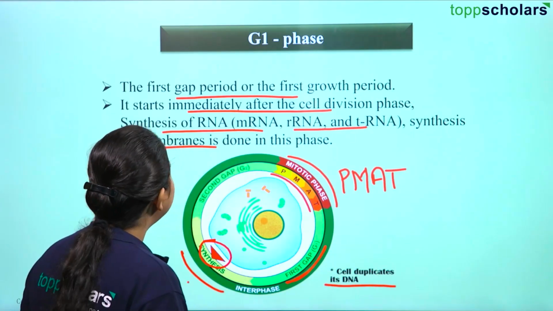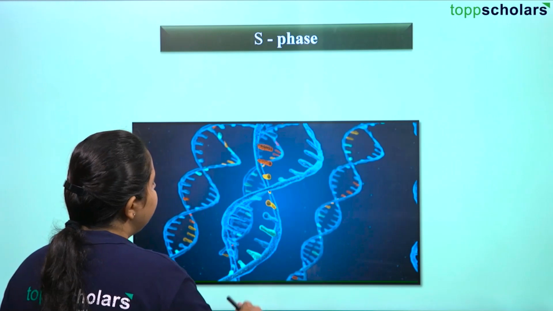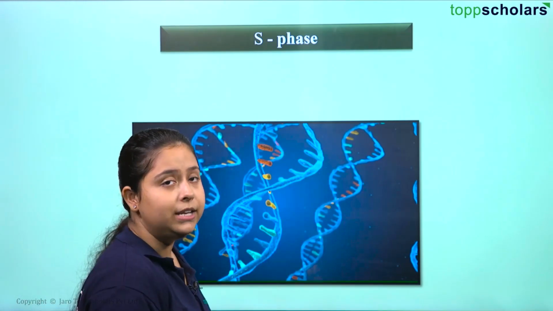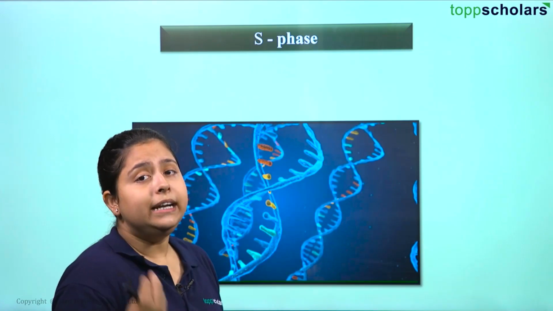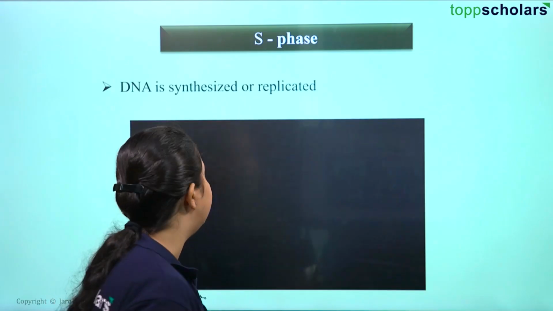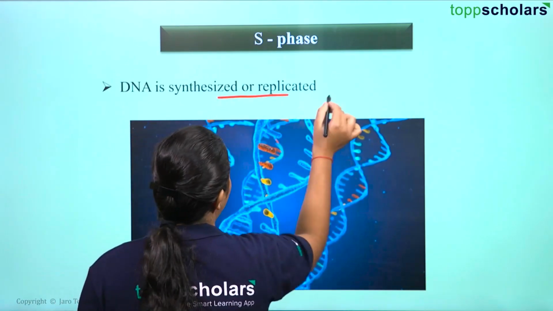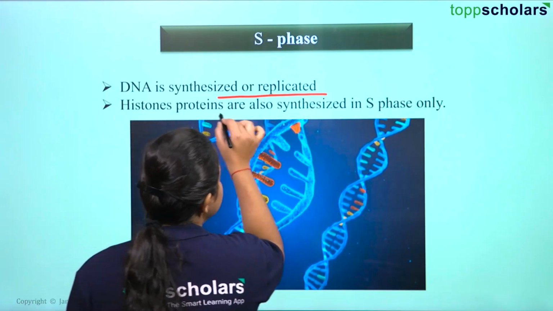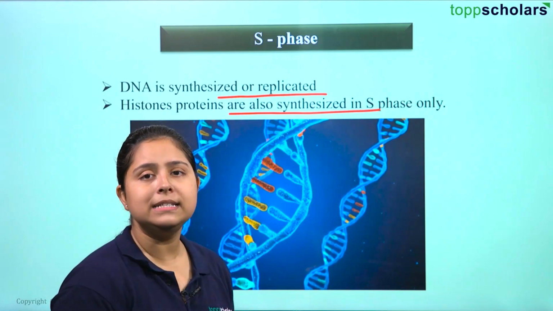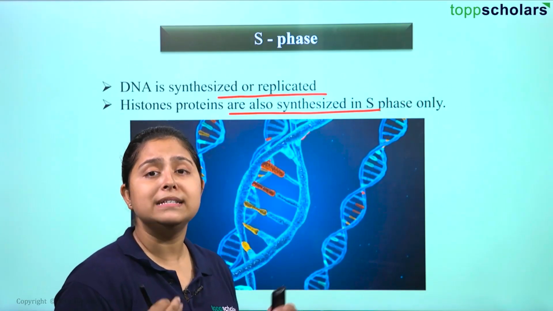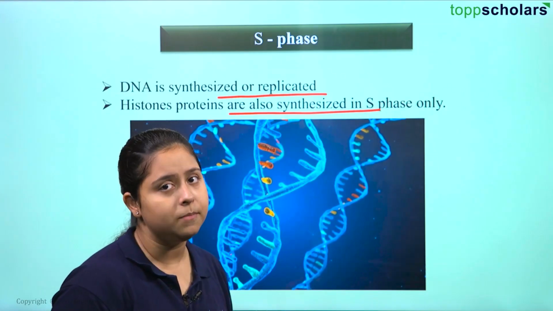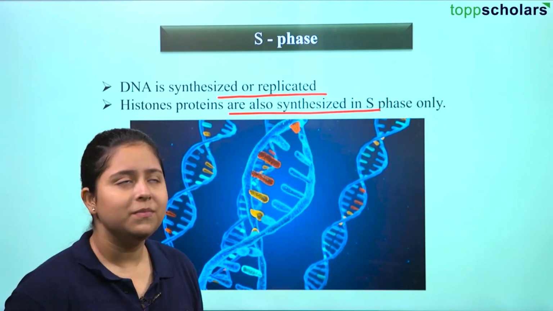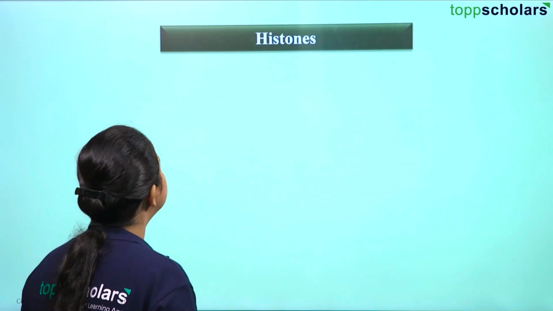Let us see the S phase now. Over here you can see these are the DNA. There are respective base pairs seen, right? In S phase, the DNA is being duplicated. DNA is synthesized or replicated. And histone proteins are also synthesized. That means DNA along with histones are being synthesized in S phase only. Now, I have a question for you. What are these histones? Let us see what these histones basically are.